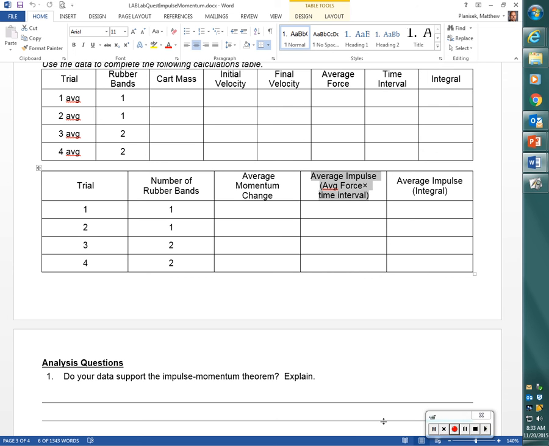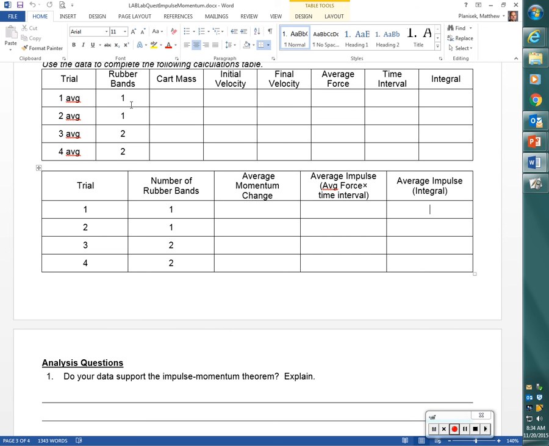And that also holds true for the last column too, because this is impulse as well, just impulse calculated a different way, right? So these three columns all should be close. They might not be exactly the same, but they should all be close. And so, does our data support the impulse momentum theorem? Does that make sense? What else? Anything else? Good there? Okay.